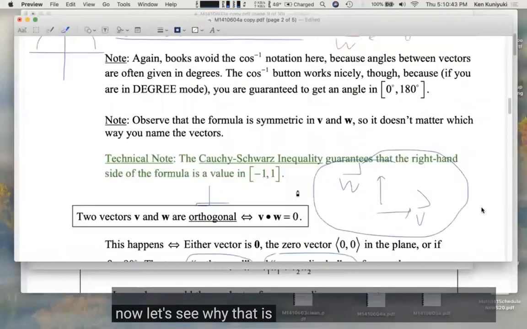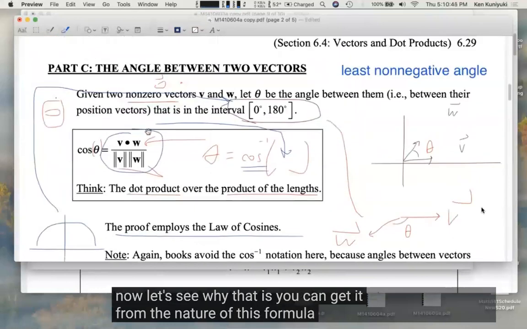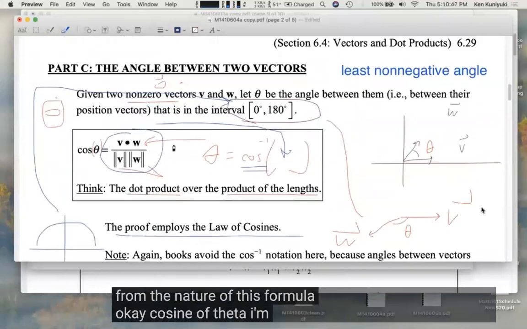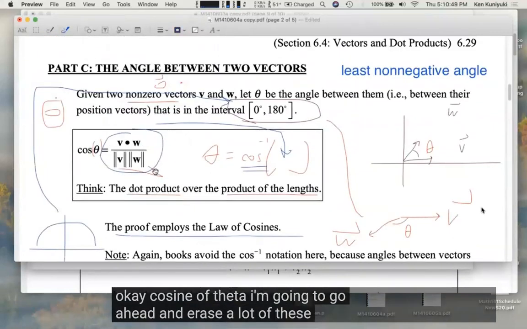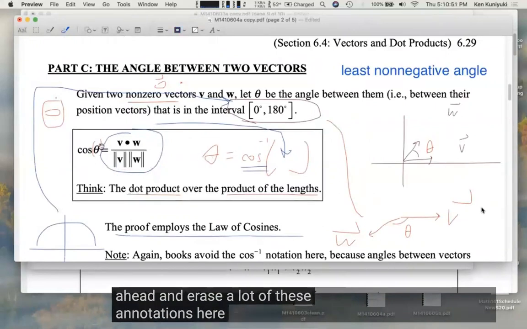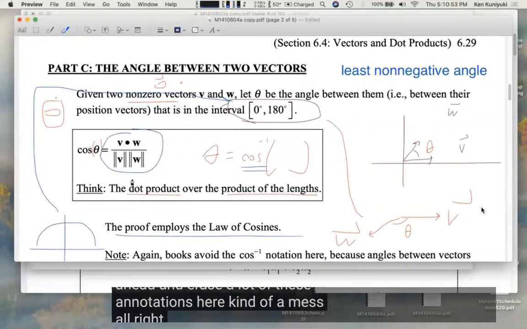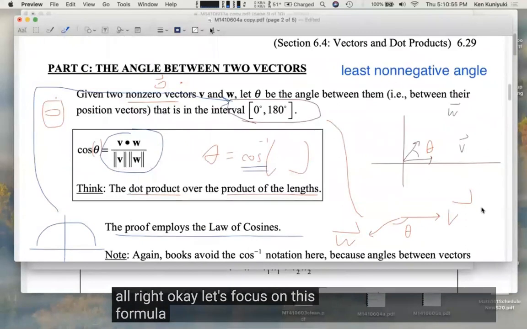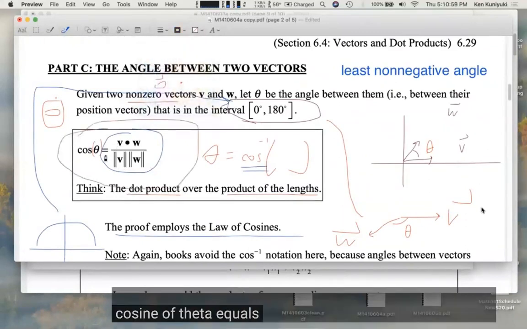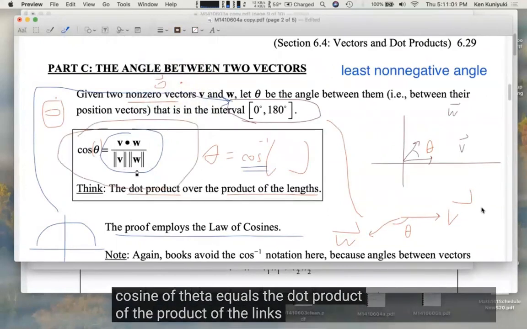Now let's see why that is. You can get it from the nature of this formula, okay? Cosine of theta, I'm going to go ahead and erase a lot of these annotations here. Kind of a mess, right? Okay, let's focus on this formula. Cosine of theta equals the dot product over the product of the lengths, all right?